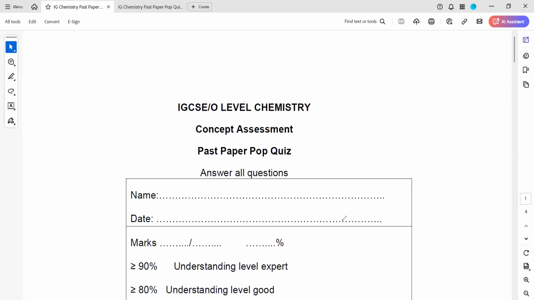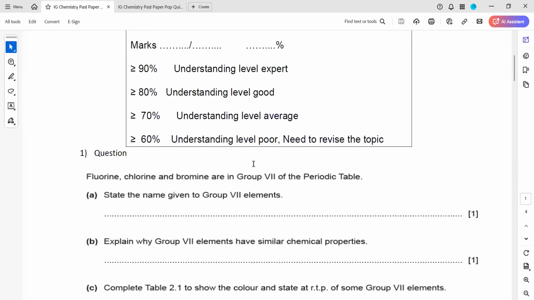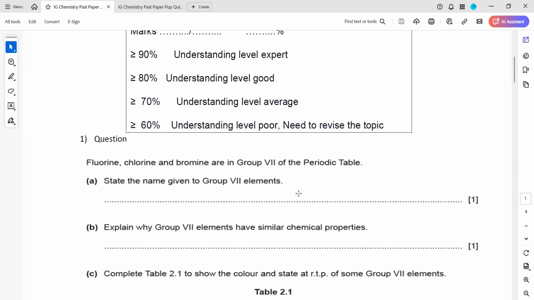So, past paper pop quiz. This was a pop quiz too, related to the past paper questions. I will solve the complete quiz.